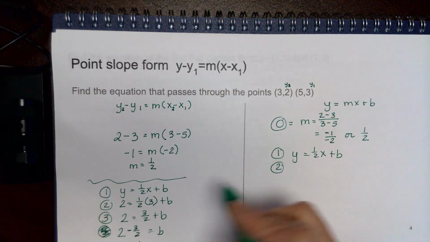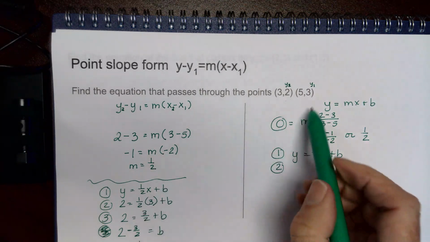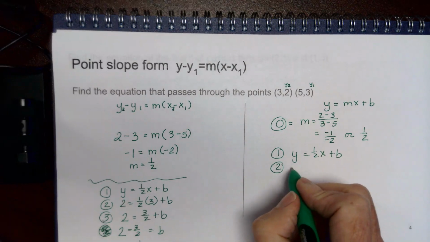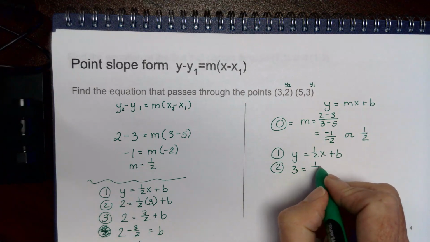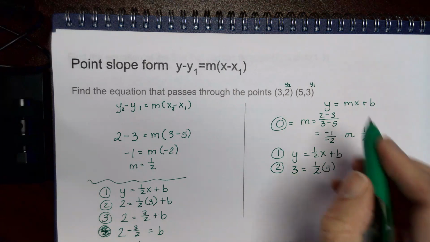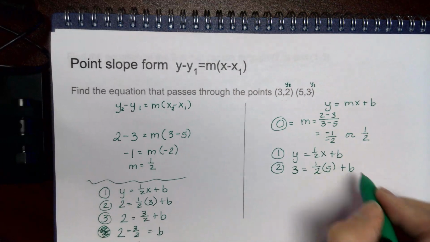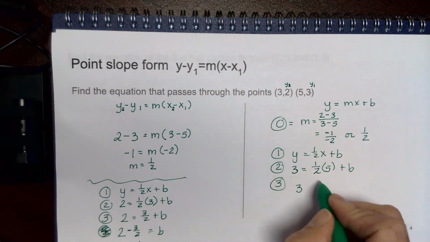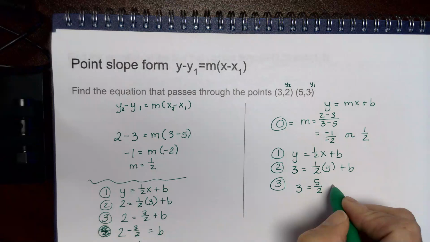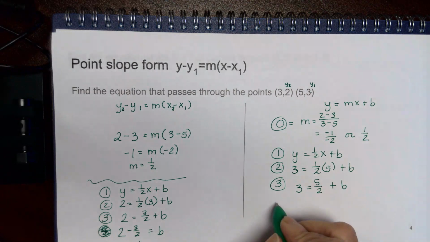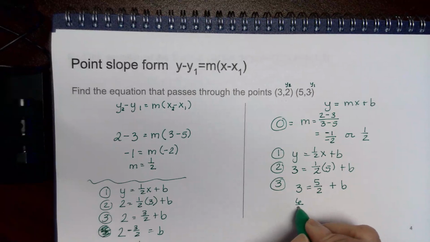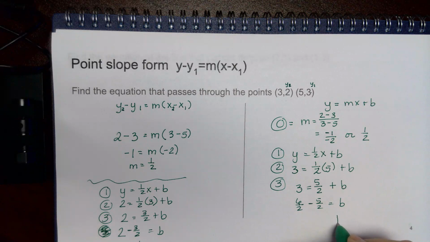Substitute in, and I'm actually going to take the other point so you can see it works either way. So 3 is equal to 1/2 times 5. Remember, this is your x and your y, plus b, and then I need to solve. So I have 3 is equal to 5 over 2 plus b, and then when I solve, I've got 6 over 2, which is the same thing as 3, minus 5 over 2 equals b, so b equals 1/2. So then I'm right back to getting the exact same thing that I got there. So 1/2 x plus 1/2.